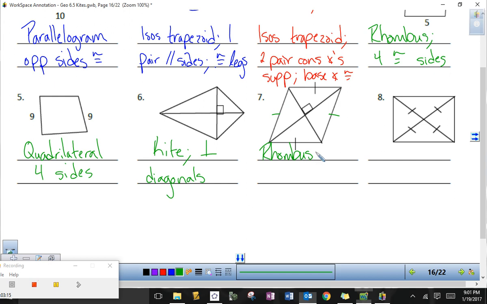Okay, so we're going to give the reason we knew it was a kite, so we could mark that extra information, was because of the perpendicular diagonals. And then it was more specific than that because of the 4 congruent sides.